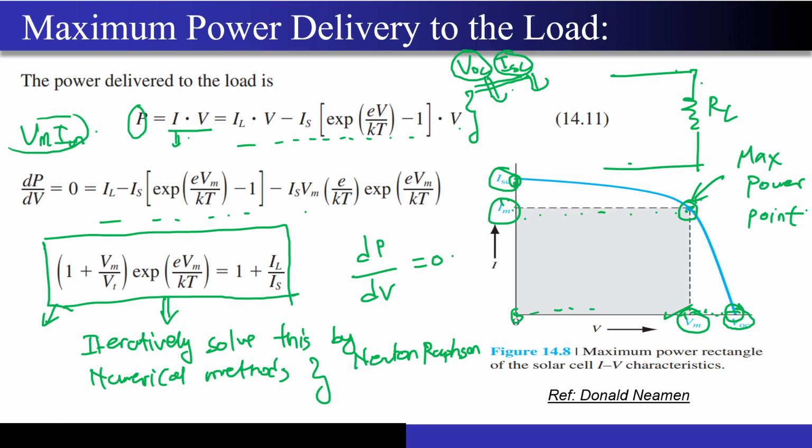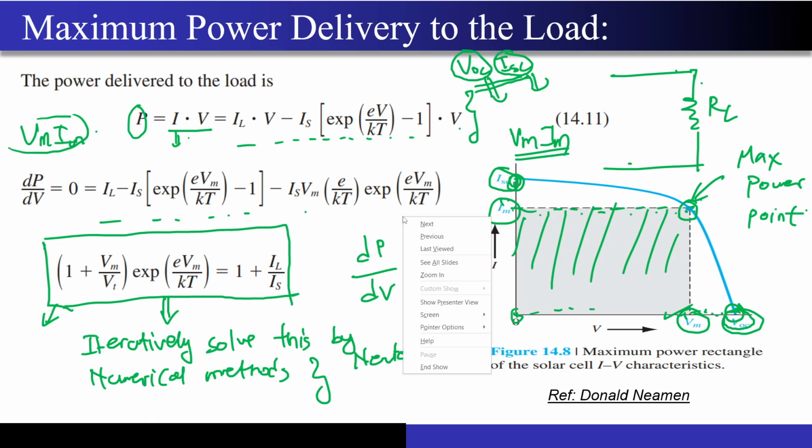So I know this cannot occur simultaneously, but if I take the product of VOC into ISC, and if I take the product of VM into IM, right? Now what is this VM into IM? You can see this VM into IM is nothing but the area of this rectangle over here, correct? And what is VOC into ISC? This is VOC, this is ISC, right?